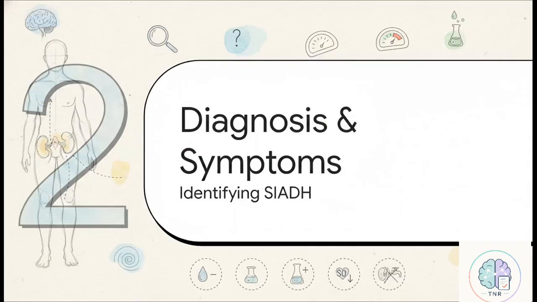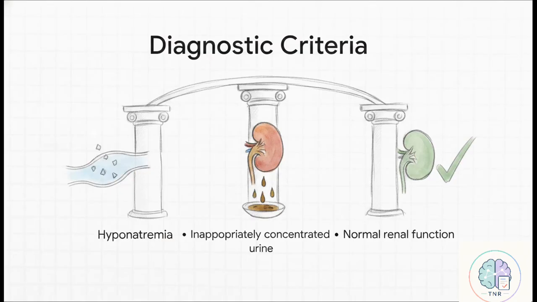Moving right along to Section 2, diagnosing SIADH and symptoms. Let's break down exactly how clinicians identify the syndrome point by point. At a high level, locking in a diagnosis requires three big pillars: hyponatremia, inappropriately concentrated urine, and absolutely no evidence of renal or adrenal dysfunction. Sounds simple enough, right? But to truly confirm SIADH, we have to drill down into 8 very specific metrics.